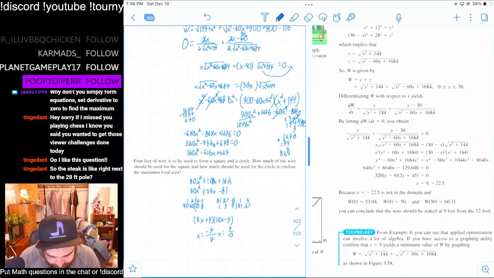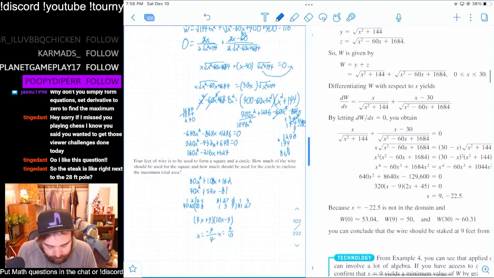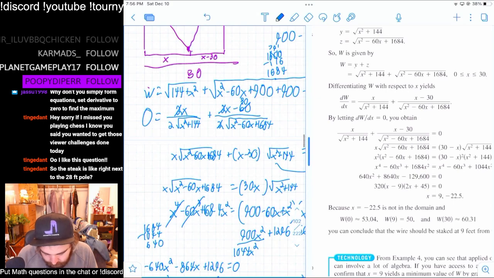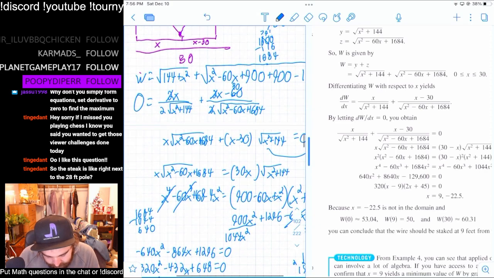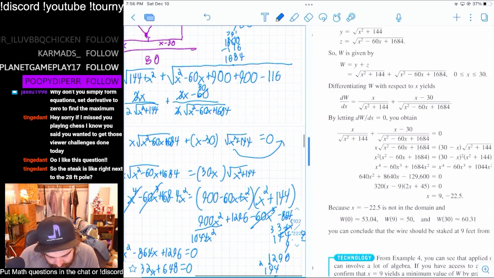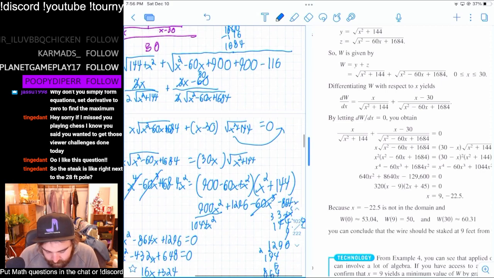These are not good videos. But if you're willing to sit through and watch me struggle, they can be good learning opportunities. So I'm looking at right after letting that equal 0, and then I want to see how they solved it. So they got x squared minus 60x plus that, and that's, right, 30 minus x. They did the same thing I did, times that, and they squared both sides. So that's why it was squared.